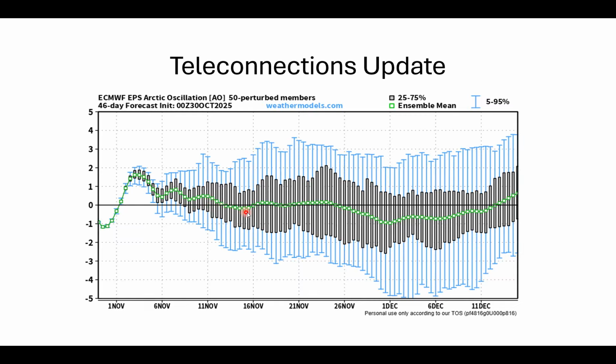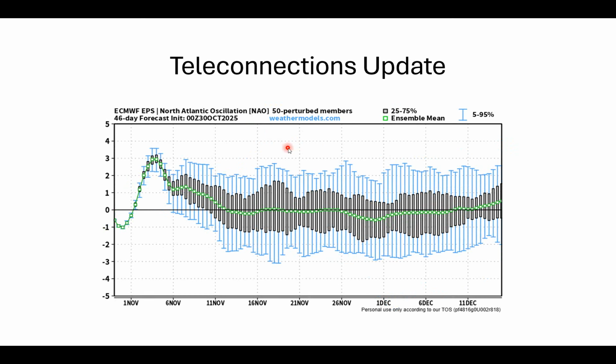And then this solid green line here, we see a little dip to negative there right around the 14th to 15th of November. The Arctic Oscillation then goes neutral through about the 25th of November before dropping more significantly negative from 26 November through about 11 December. We're going to have to watch this period for the AO and see what happens there.